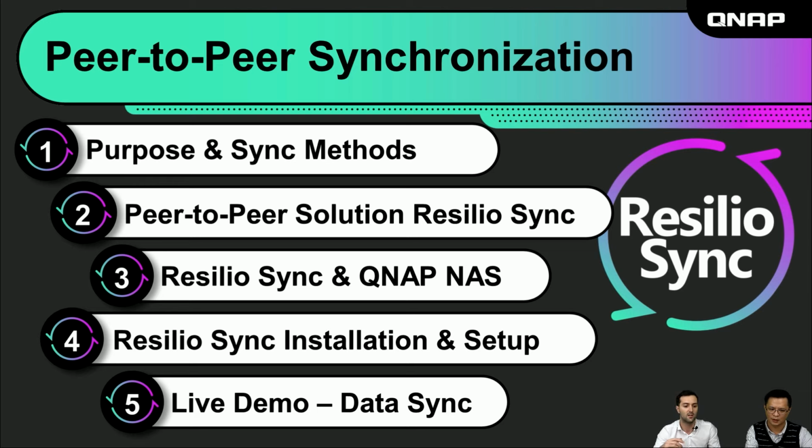So moving on, we will talk about these 5 steps to understand more about peer-to-peer synchronization with the QNAP NAS. First, the purpose and sync methods. We're going to talk about the peer-to-peer solution Resilio Sync and QNAP NAS integration to see the full advantages and benefits of QNAP NAS and Resilio Sync. Also, we will show you Resilio Sync installation and setup slides. And in the end, we will provide you a live demo of what we talked about in the presentation.